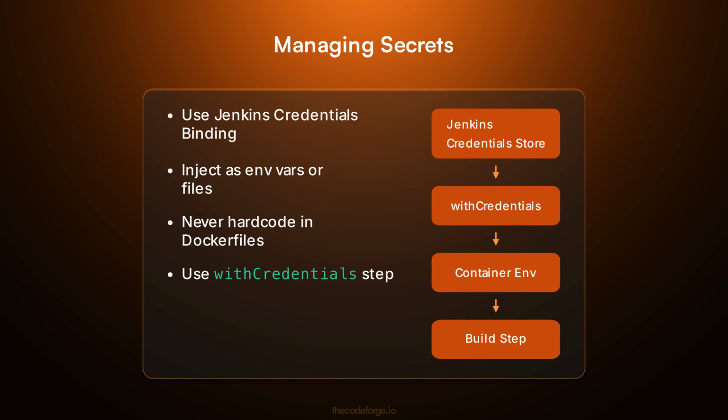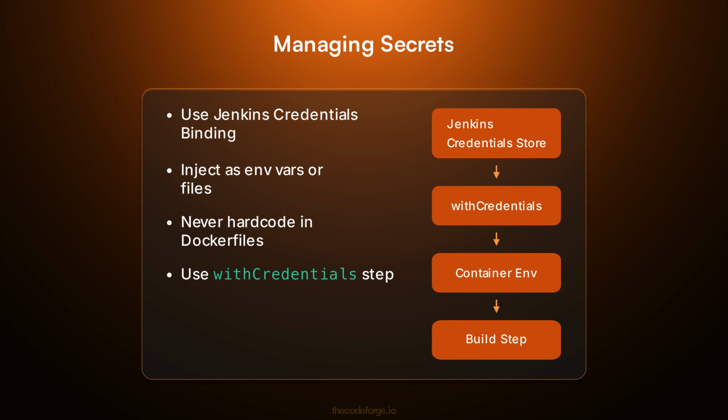Use the Jenkins Credentials Binding plugin to inject sensitive values as environment variables or files into the container. Never hardcode passwords or tokens in your pipeline code or Dockerfiles.